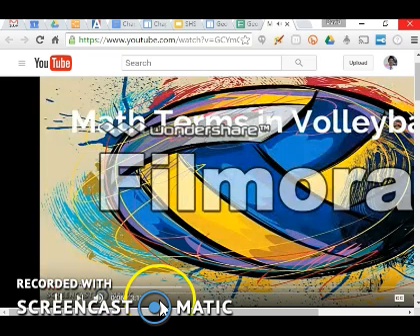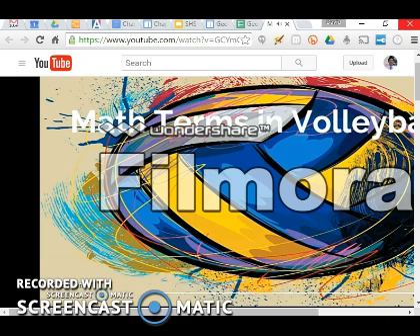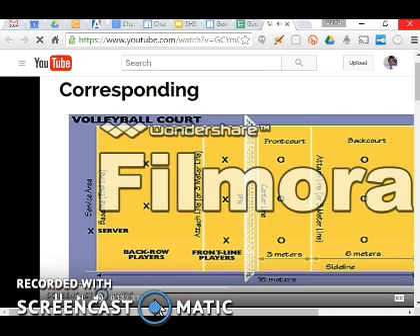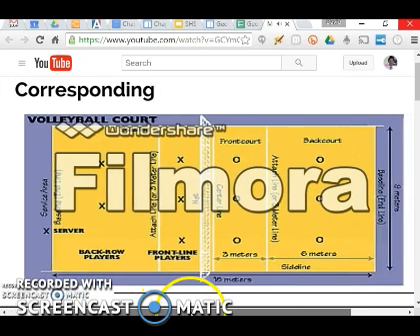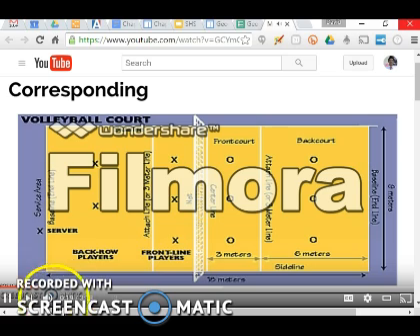Hello, today we will be showing you math terms in volleyball. The term corresponding is used when each player is corresponding to each other. This is important because another player from the other team gets the ball.